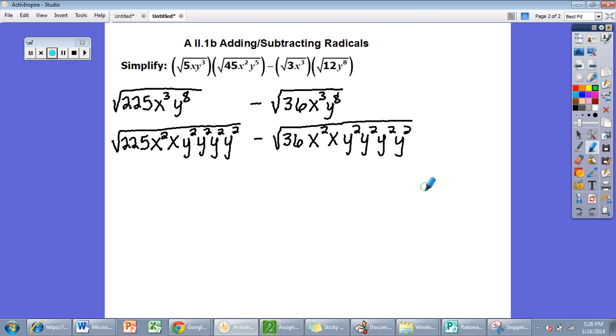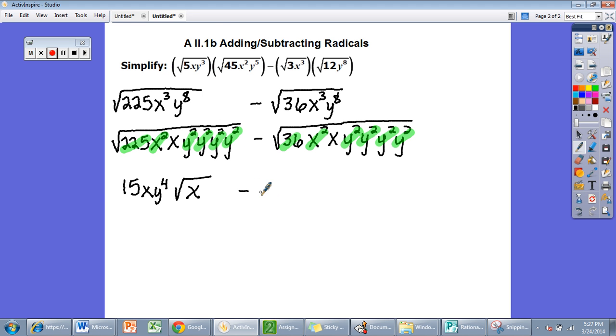So where are my perfect squares? 225 is a perfect square, x squared is a perfect square, and all of these y squareds are perfect squares. 36 is a perfect square, x squared is a perfect square, and all of these y squareds are perfect squares. So now that's what we're going to take square roots of. The square root of 225 is 15. The square root of x squared is x. Okay, I take the square root of each of these y's. I have 4 of them. What do I have left on the inside? Just the x.